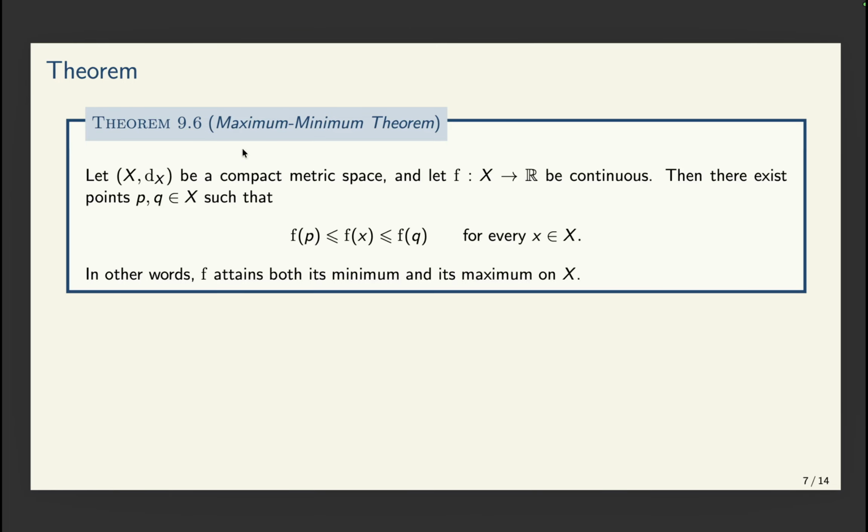This tells me that if X with d_X is a compact metric space, and f is a continuous function from X to R, then my function attains its maximum and its minimum. In other words, there will be points p and q in X such that f(x) is always greater than or equal to f(p) and less than or equal to f(q) for every x in X. In other words, f attains both its minimum and maximum.